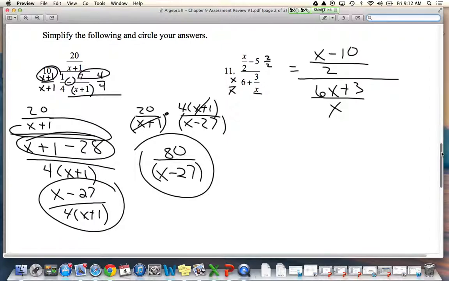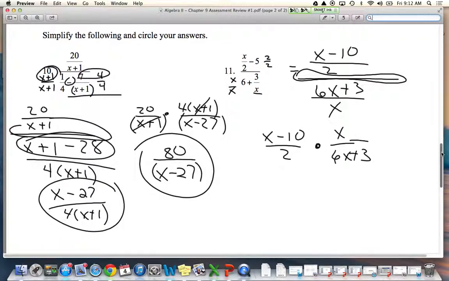Now remember, this bar is a division. When we divide fractions, we flip and multiply. So x minus 10 over 2 times, flip your bottom now, x over 6x plus 3. Alright, so on top, looks like I'm going to have an x, and then an x minus 10. And on the bottom, I have a 2 and a 6x plus 3.